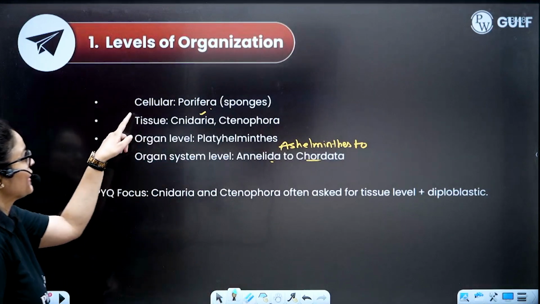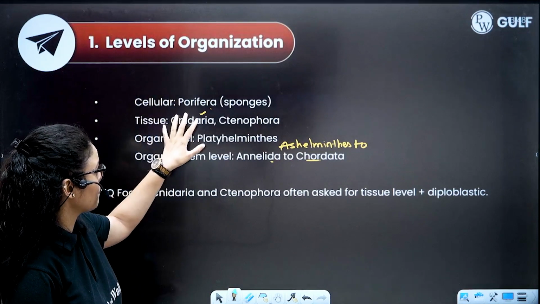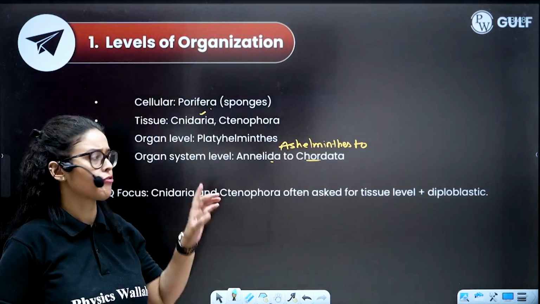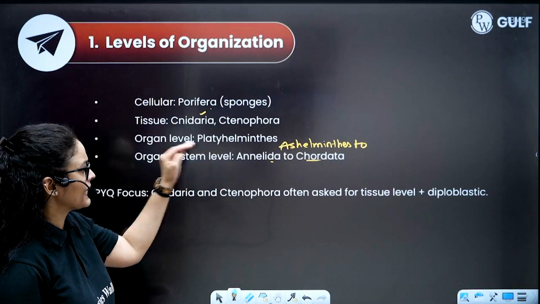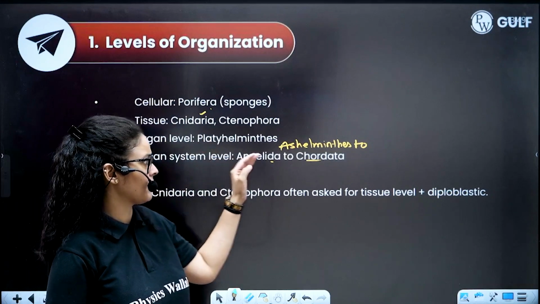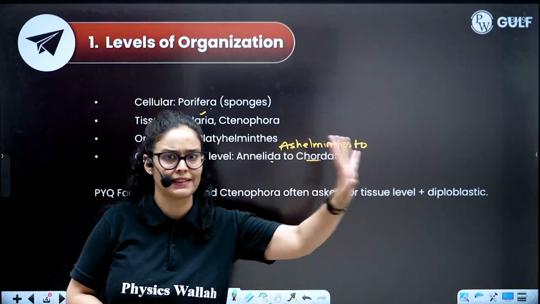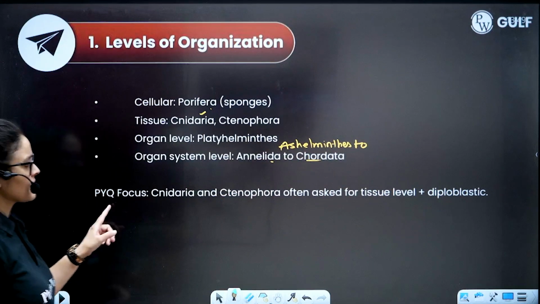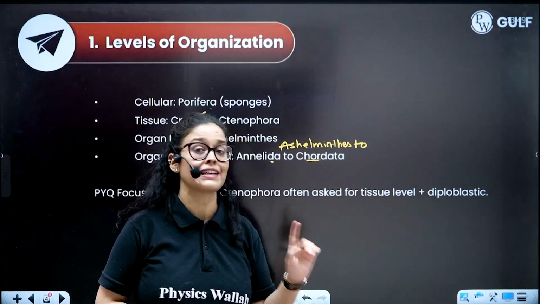So kids, see, when we talk about the level of organization, cellular level is seen in the Porifera, sponge. You'll find this type of question. Tissue level, Cnidaria and Ctenophora. Organ level organization only in the Platyhelminthes, and organ system level, Aschelminthes, Annelida, till the chordates, right? So previous year question focus was on Cnidaria and Ctenophora, often asked for the tissue level and diploblastic, right?